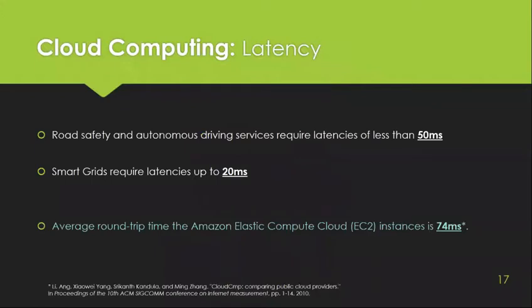For example, in autonomous driving, the maximum allowed latency is 50 milliseconds. And in smart grid, it's even worse, 20 milliseconds. And when we think about the average round trip time of an Amazon cloud server, which is 74 milliseconds, for sure we have a big issue doing those computations purely on the cloud. So this is just one side of the problem.